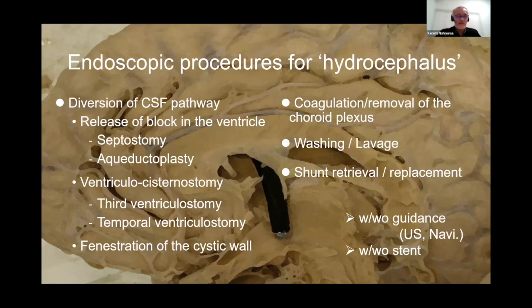I roughly classify those as diversion of the CSF pathway, coagulation or removal of the choroid plexus, CPC, and brainwashing or ventricular lavage, or shunt retrieval and shunt replacement. It is done with or without guidance of ultrasonography or navigation, and sometimes we use a stent. Diversion of the CSF pathway is classified as release of block in the ventricle, that is septostomy and aqueductoplasty, and ventricular cystostomy, that is ventriculocystostomy and fenestration of the cyst wall.